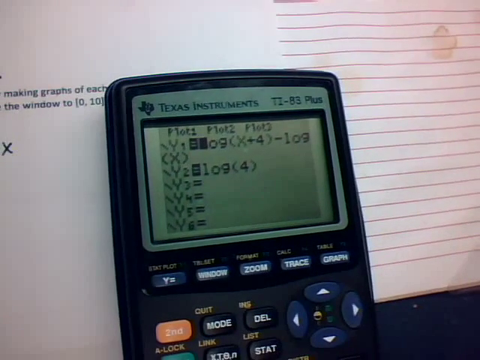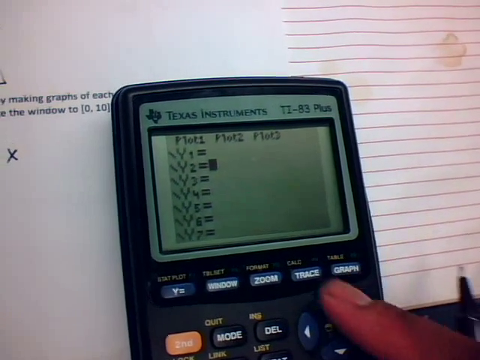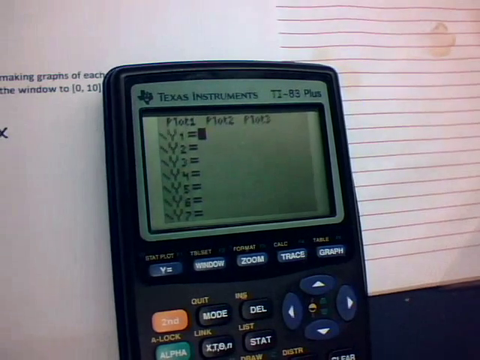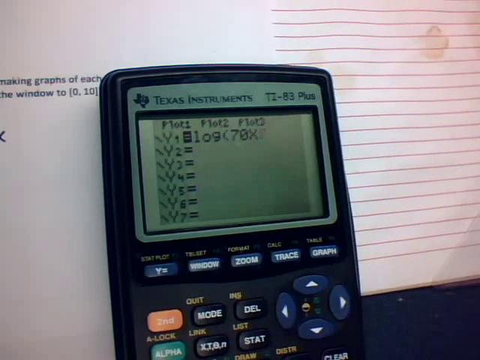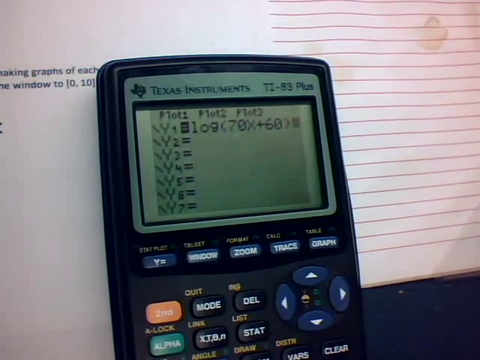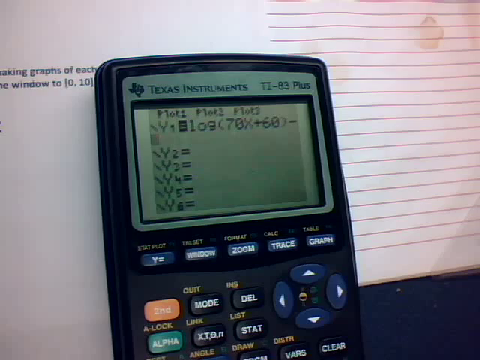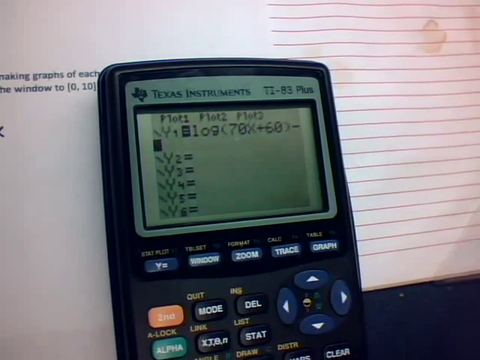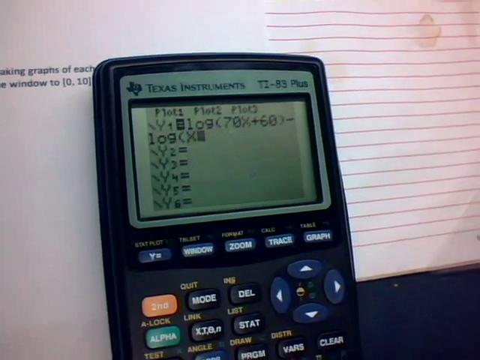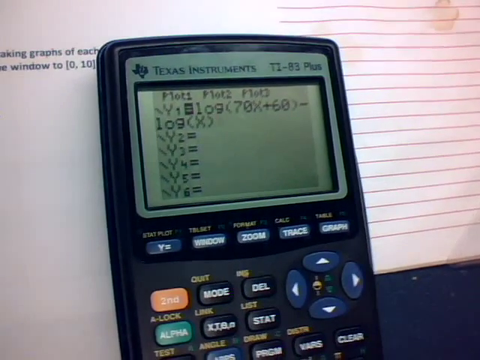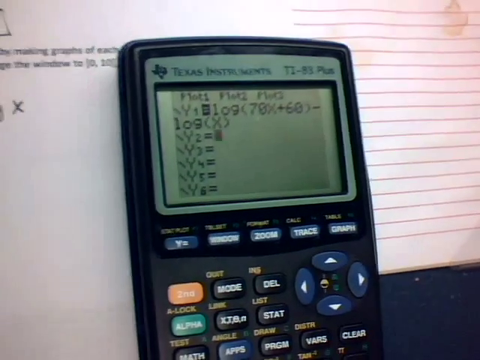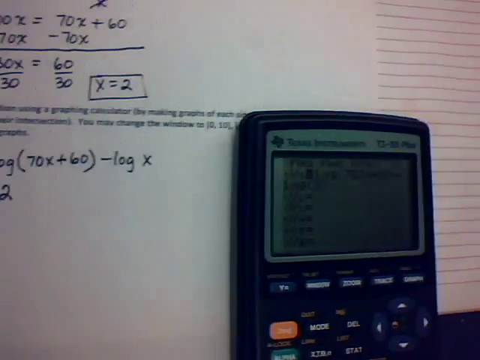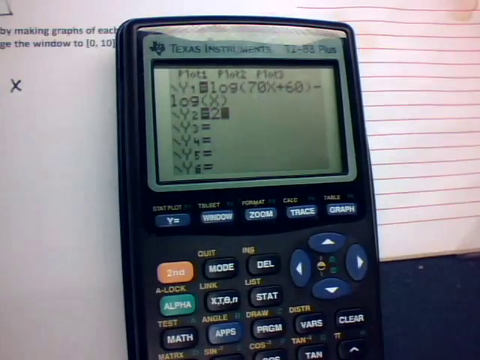So in our calculator, let's select y equal and clear these equations out that we already have. Y1 will be the log, and then 70x plus 60, and then close the parentheses, minus log x. Close parentheses. Hit your down arrow key, go to y2. Y2 is just simply going to be 2. So we just enter the 2.